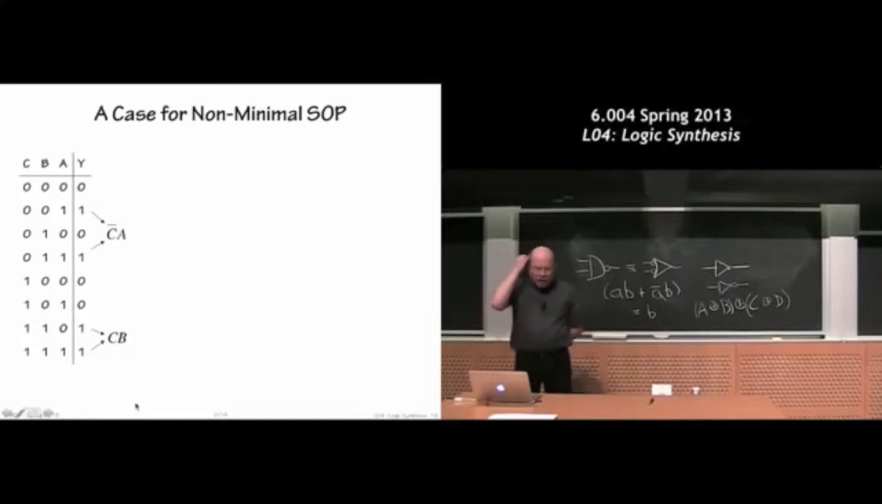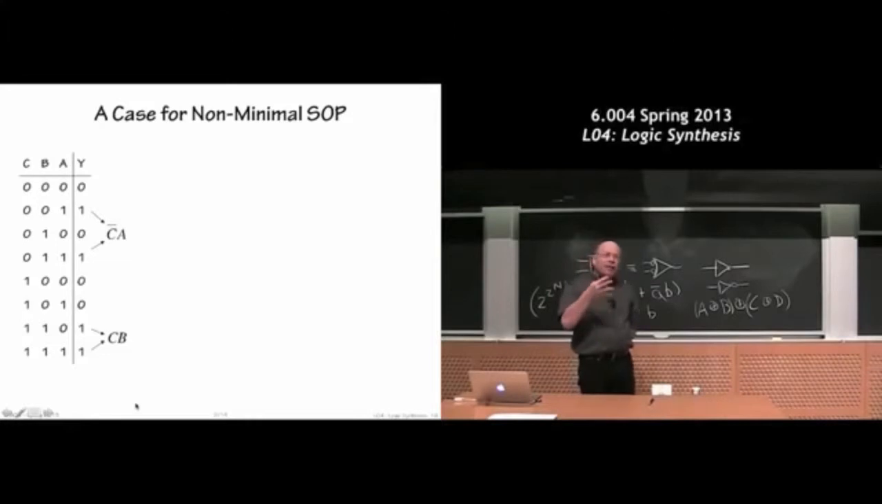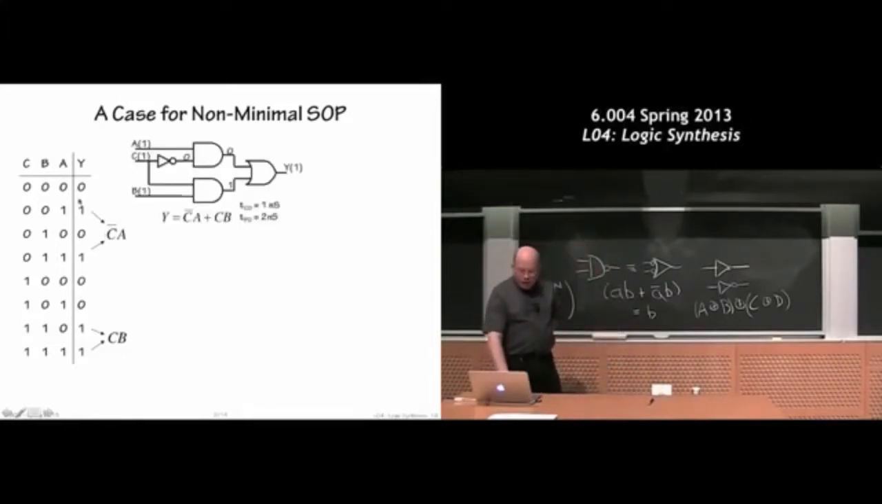Okay, well, let's talk a little bit about why we want minimal sum of products. Seems to be good because that's the smallest implementation. Okay, so here's the same truth table, and what I'm doing here is showing you a logic diagram.